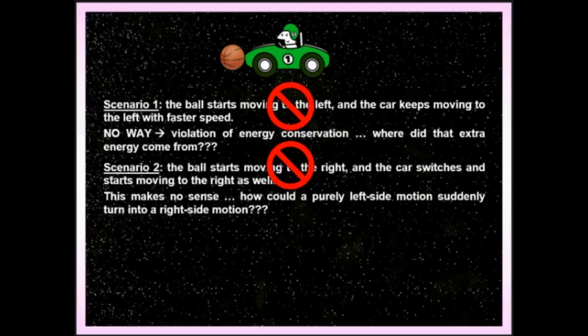So one way is what? The ball moves, and what happens to the car? But that would be what kind of a ball? A very light or a very heavy ball? Yeah, because it was able to bounce back a car.